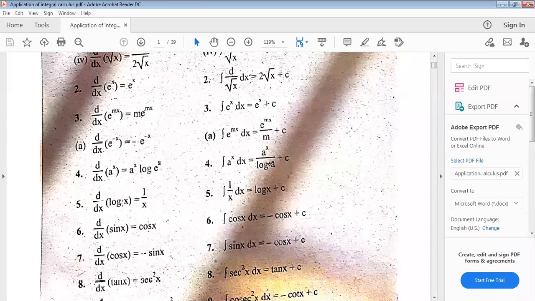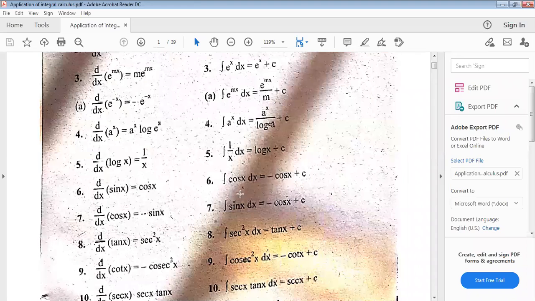And the log x formula: the differentiation of log x will be 1 by x, but the integration of 1 by x will be log x. Just the opposite. And the differentiation of sin x will be cos x. Similarly, the antiderivative, that means the integration of cos x, will be sin x. Similarly, the differentiation of cos x is minus sin x, but in integration the integral of sin x will be minus cos x.